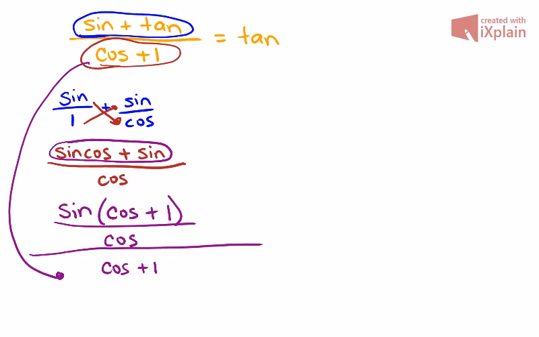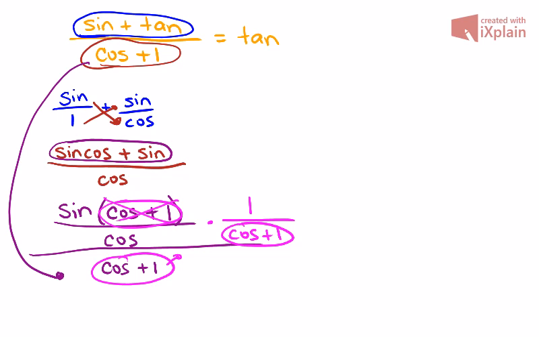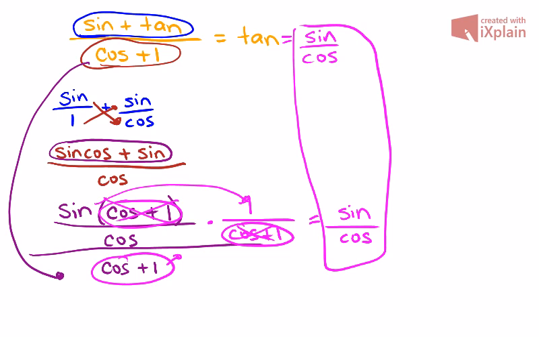Now I can flip the bottom and multiply, and the cosine plus 1s should cross out. So I can take the bottom, bring it up here, and I can put a 1 on top of it, cosine plus 1. Now I have a cosine plus 1 on top. I'm sorry, cosine plus 1 on bottom and a cosine plus 1 on top. Now I can cross them out, and I'm left with a sine on top, because sine times 1 gives me sine all over cosine. And now I can look at tangent. Tangent is also sine over cosine, and now they both match.